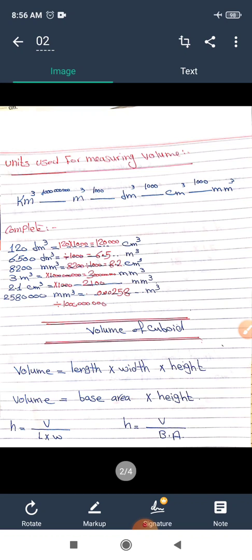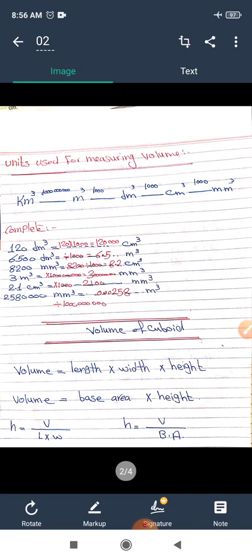The last one, 2,580,000 cubic millimeters. To convert it into cubic meters, divide by 1 milliard, equals 0.00258. Put a decimal point after 9 digits.